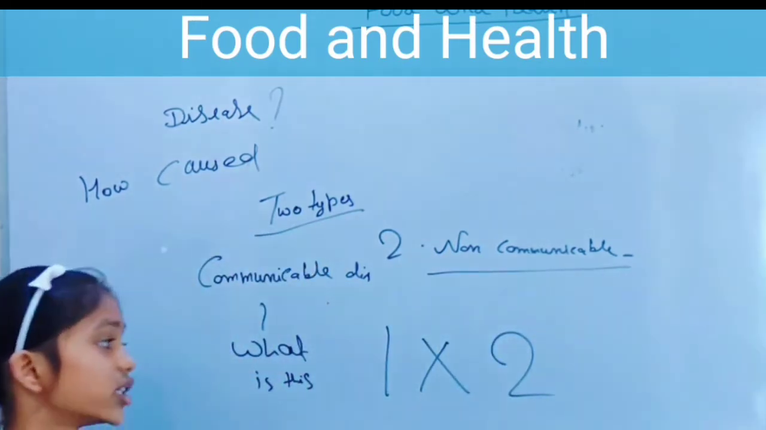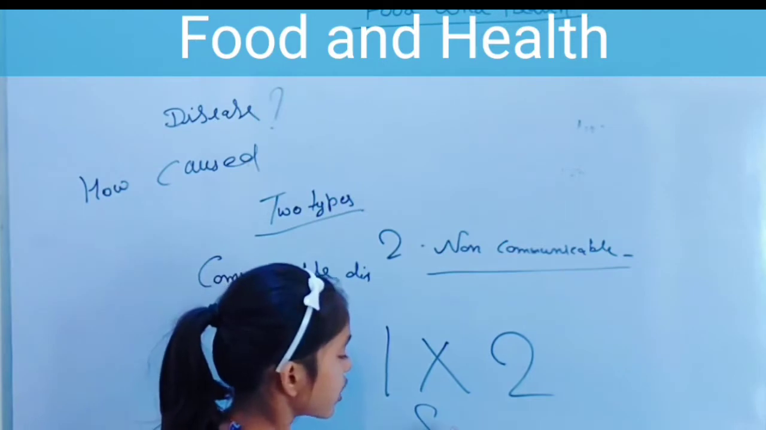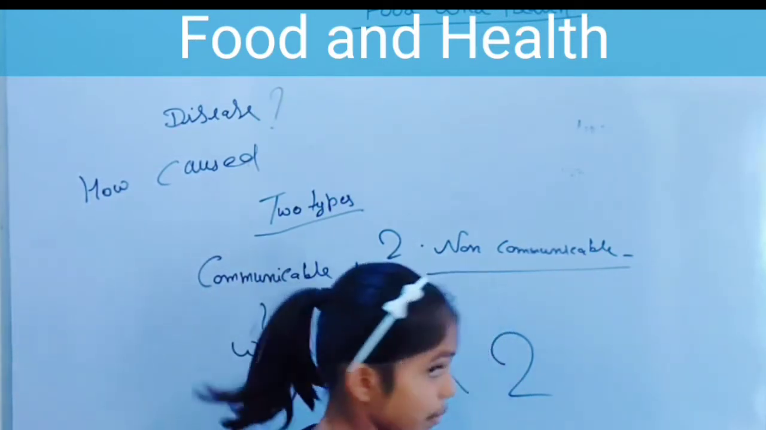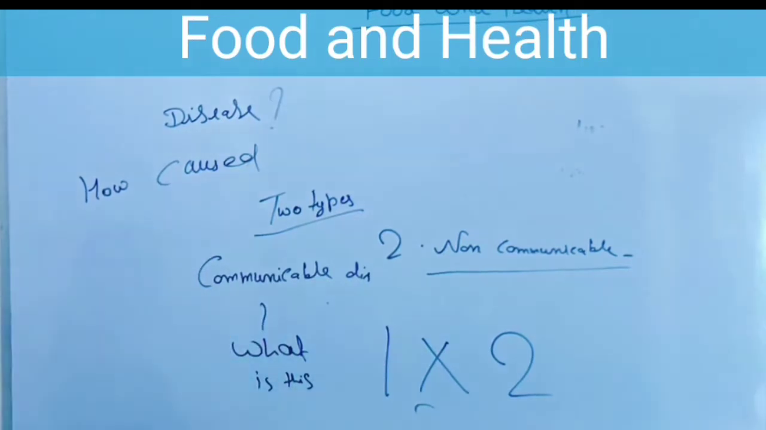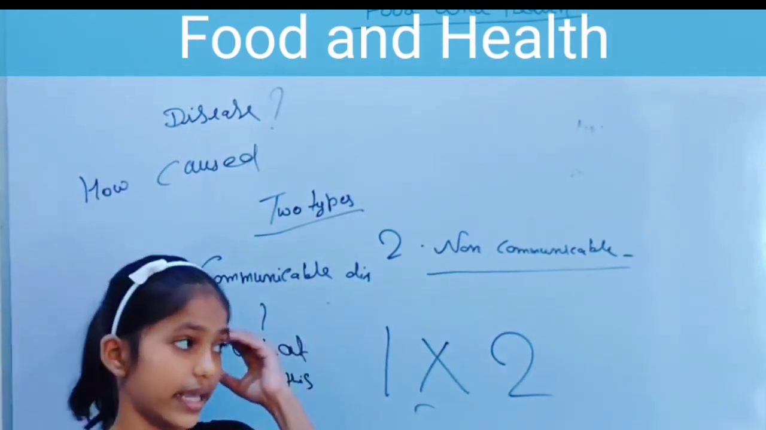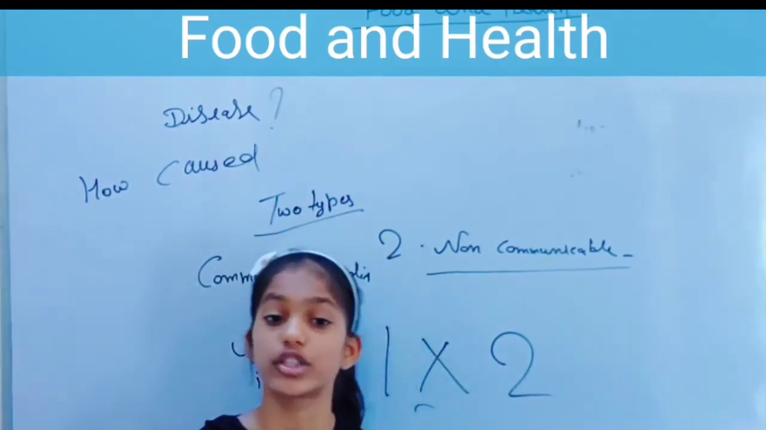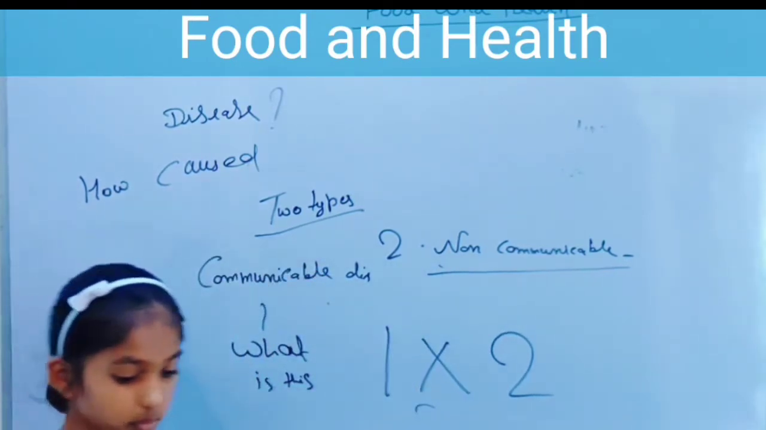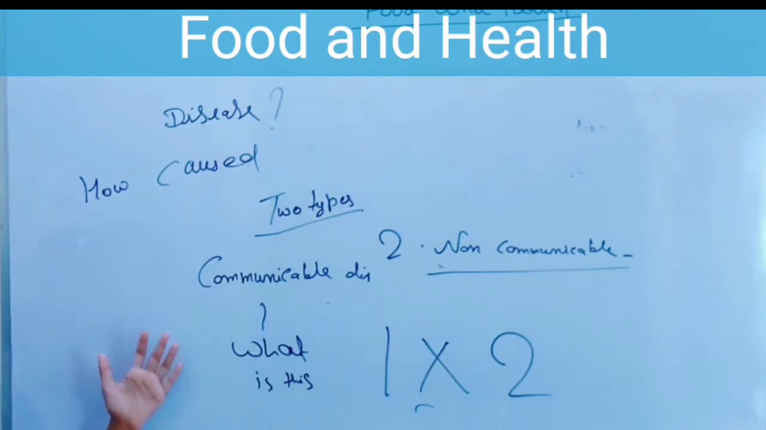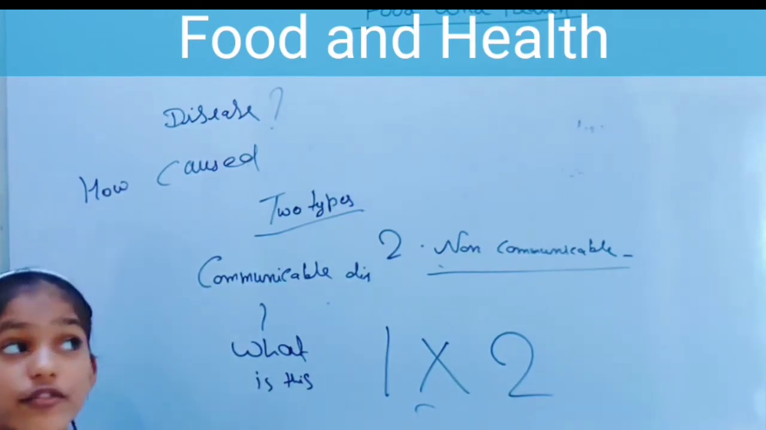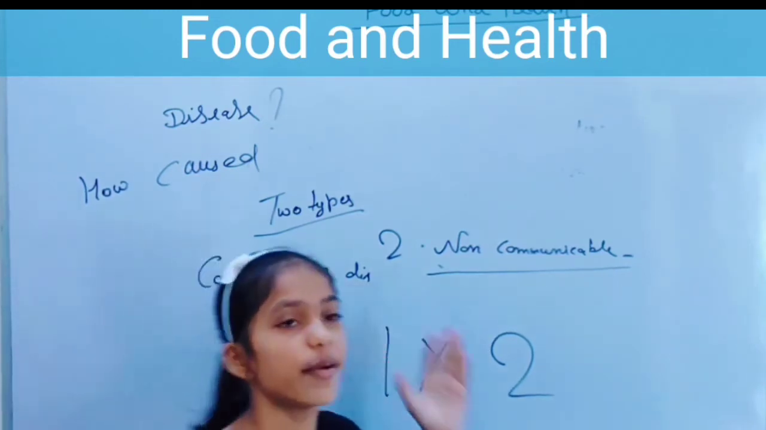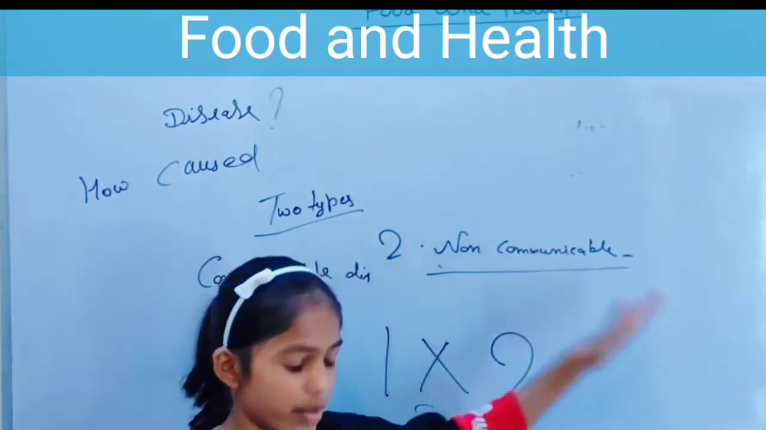For example, headache and stomachache. You cannot give your headache or your stomachache to anybody else. That is called a non-communicable disease. Like the communicable one, where a cough can spread from one person to another, that is called communicable disease, and non-communicable disease cannot spread from one person to another.